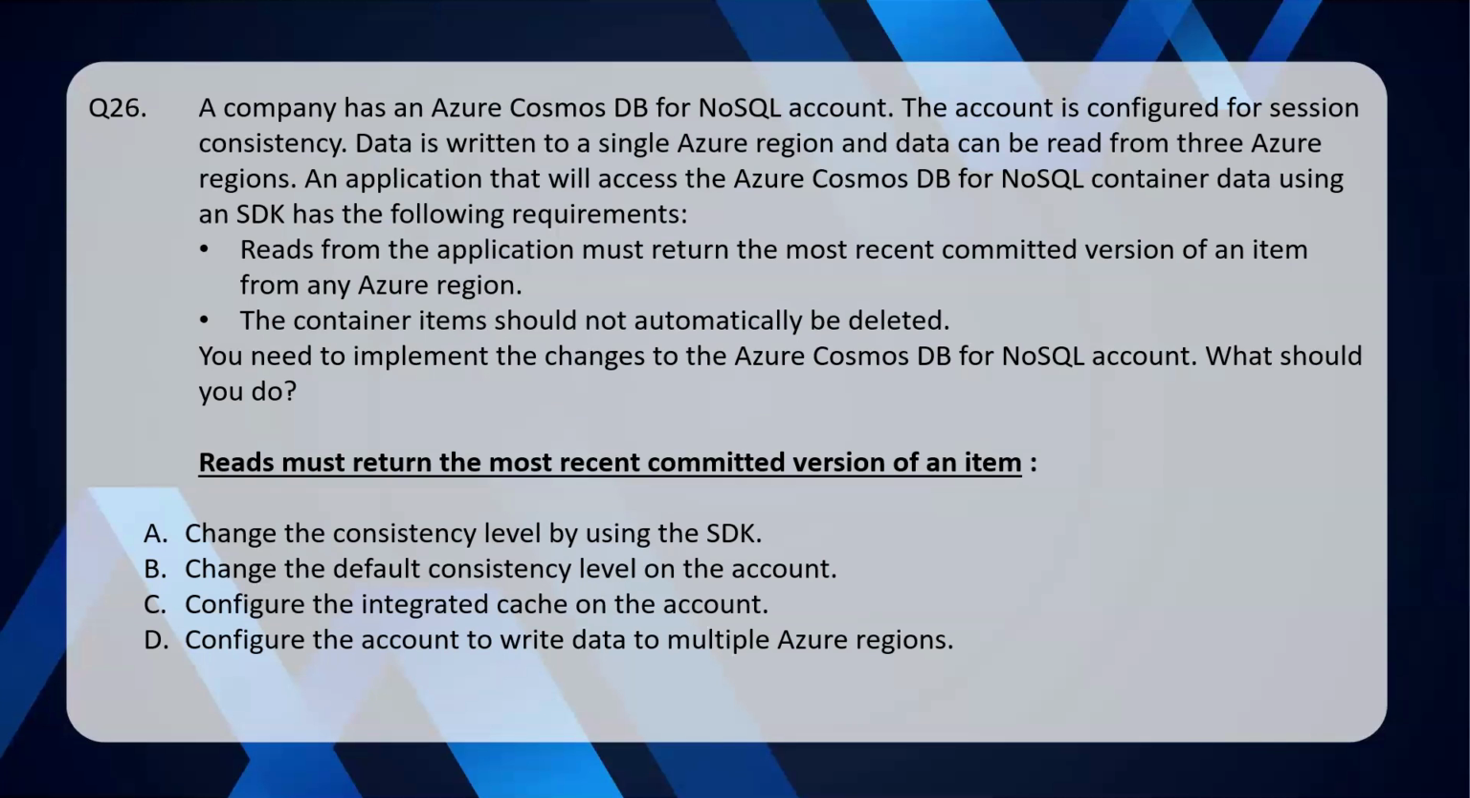You need to implement the changes to the Azure Cosmos DB for NoSQL account. What should you do? The first part of the question is talking about reads must return the most recent committed version of an item. Your options are change the consistency level by using the SDK, change the default consistency level on the account, configure the integrated cache on the account, configure the account to write data to multiple Azure regions.